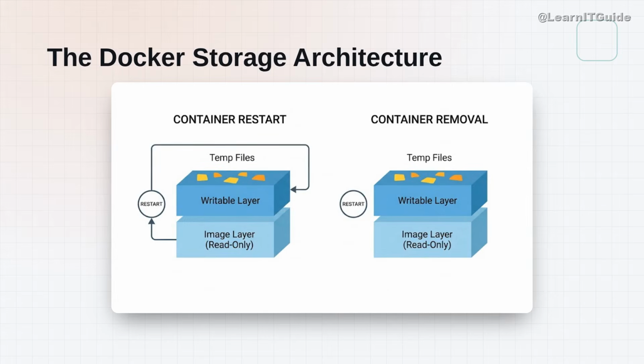How does this work internally? Every time you run a container, Docker creates a writable layer on top of your read-only image. If your application writes large temp files to this layer, they stay there until the container is removed. This is why a simple container restart does not free up disk space. You have to remove the container itself to trigger the cleanup.